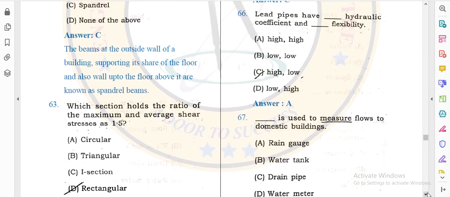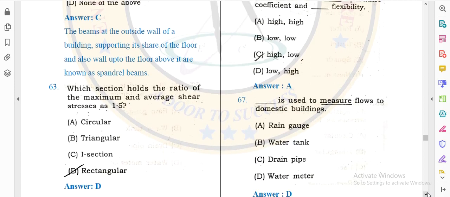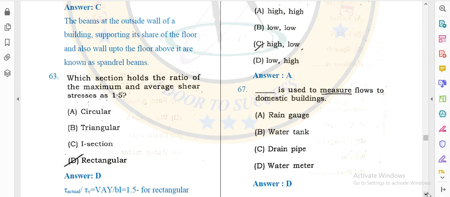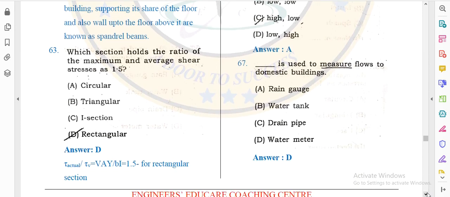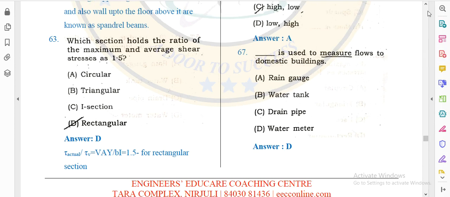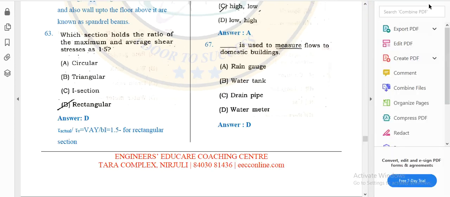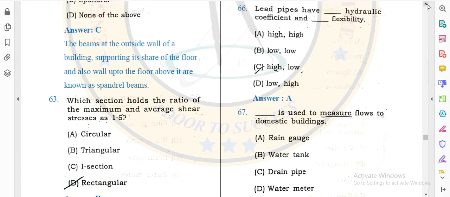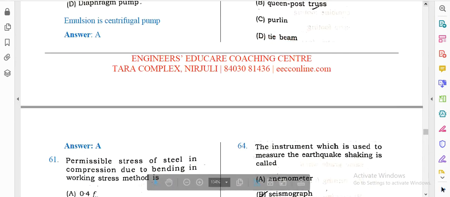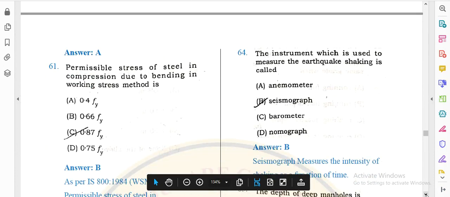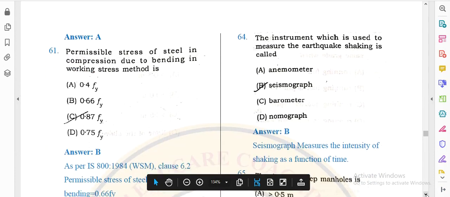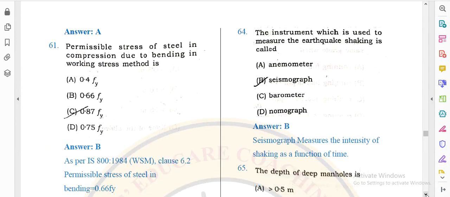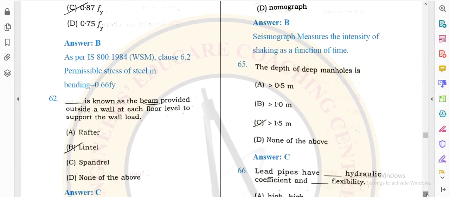Question number 63, which section has a ratio of maximum to average shear stress of 1.5? It is the rectangular section. For rectangular sections, the ratio of maximum to average shear stress is 1.5. Okay, so we'll go for question number 64. In question number 64, they're asking the instrument used to measure earthquake shaking. Seismograph is the instrument used to measure the intensity of earthquake.